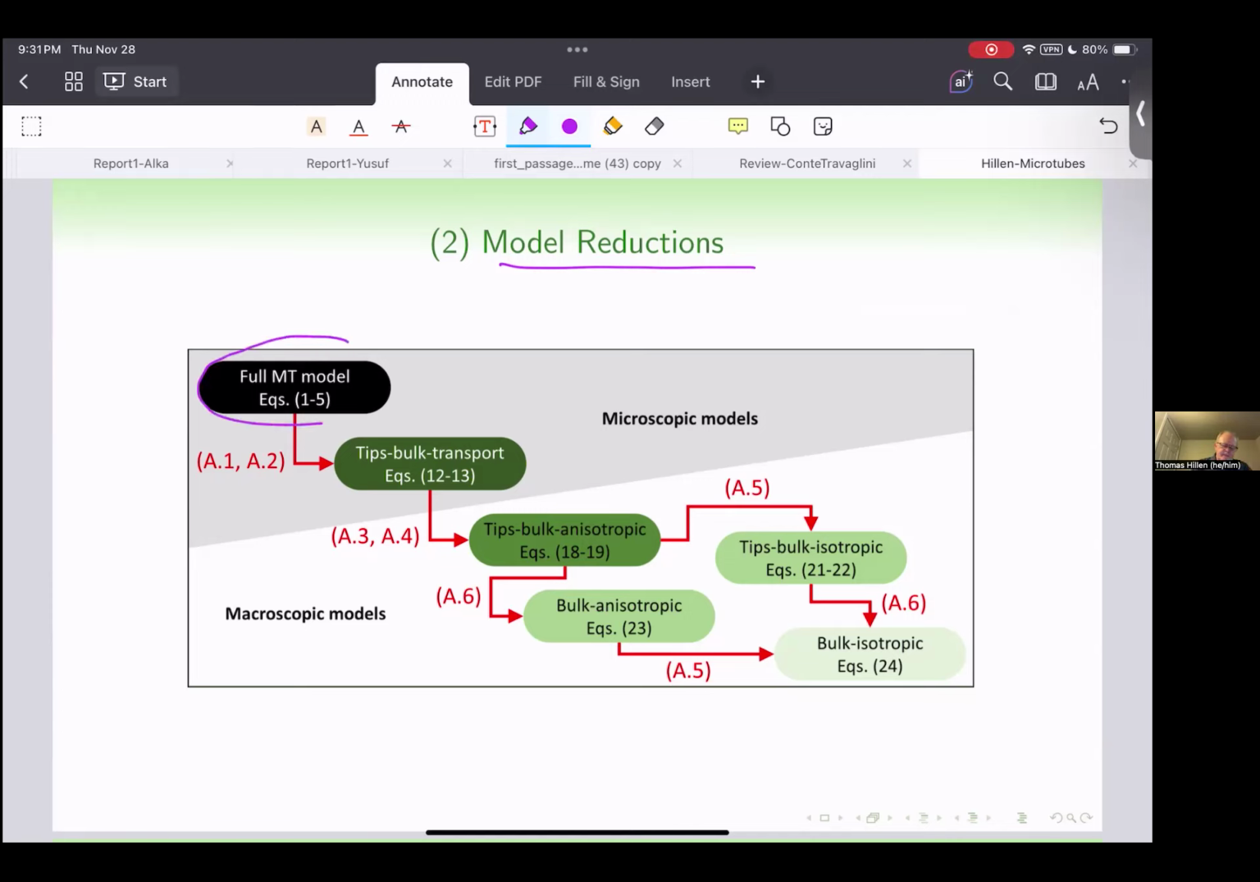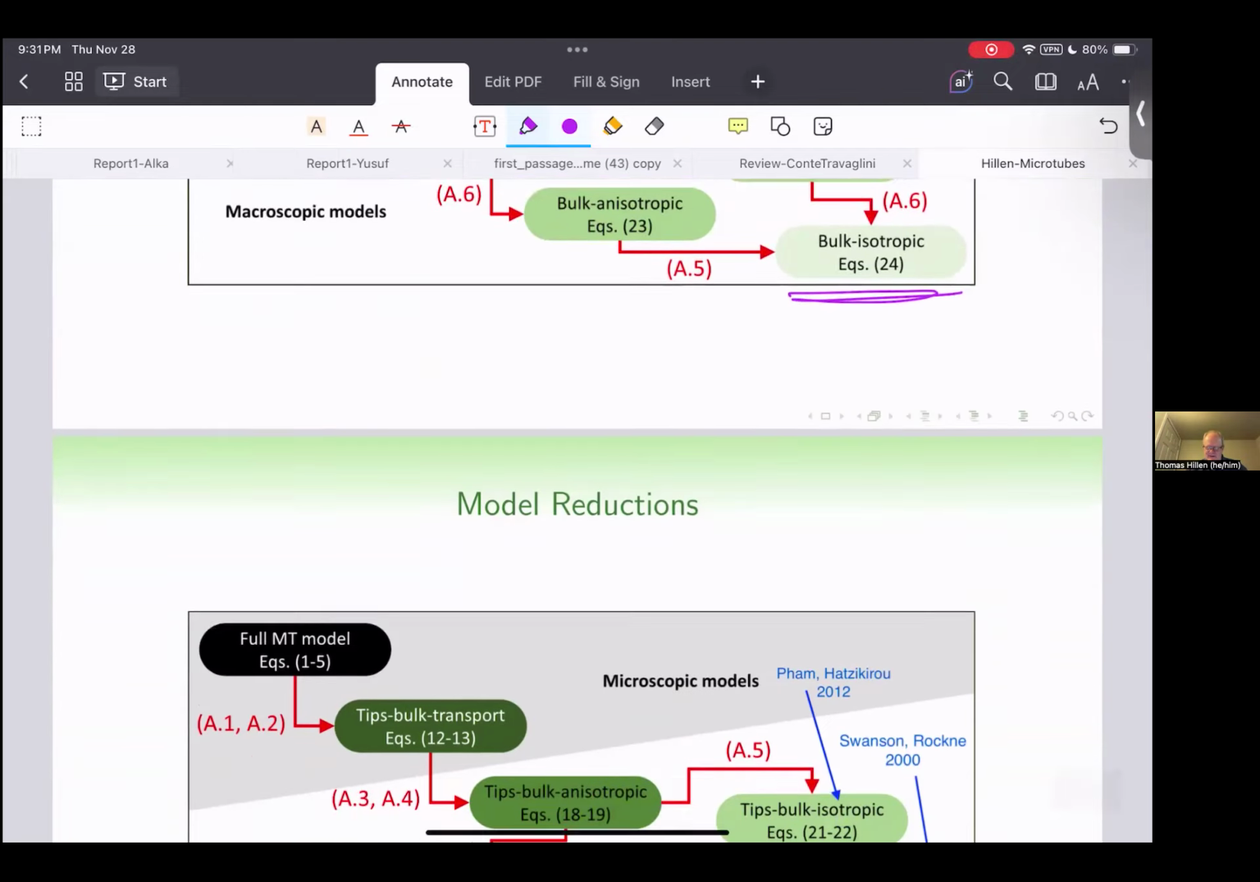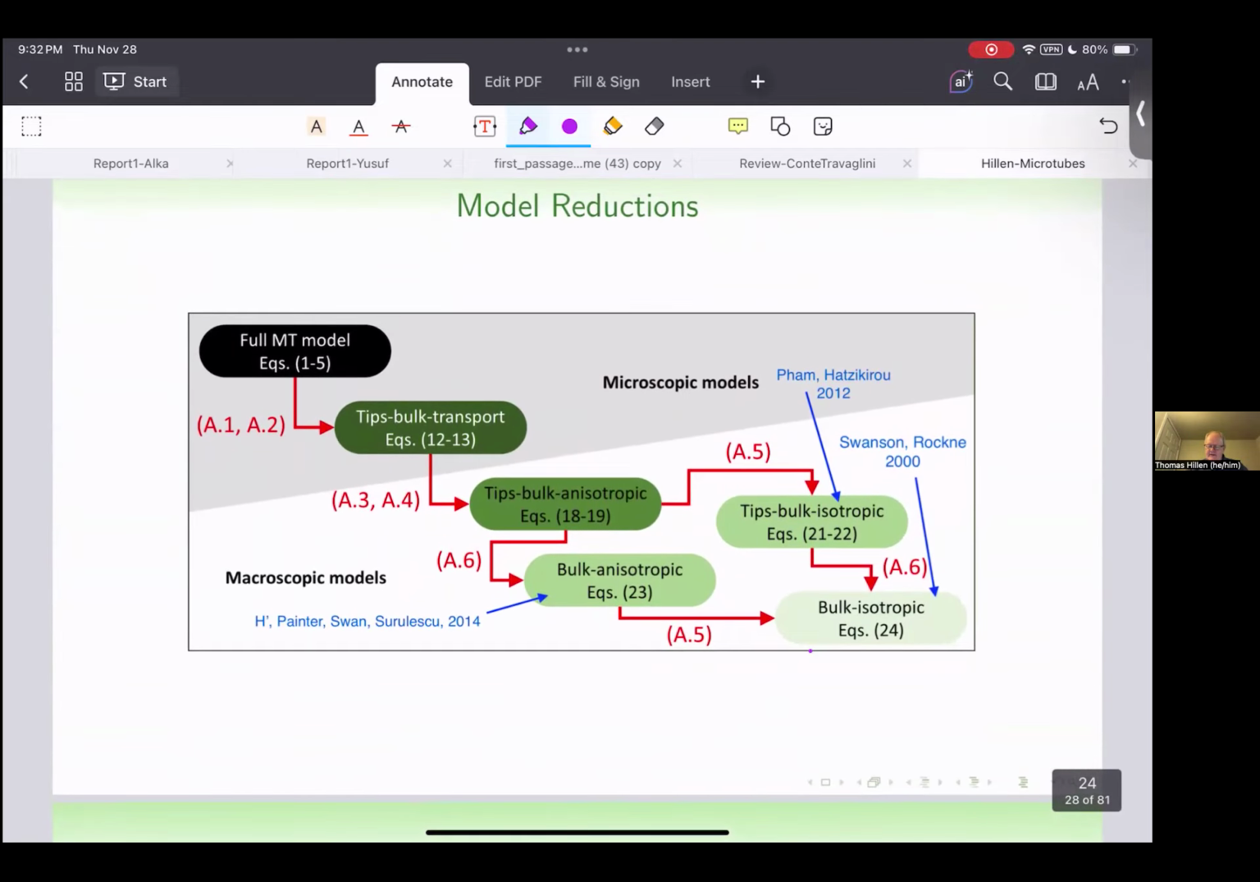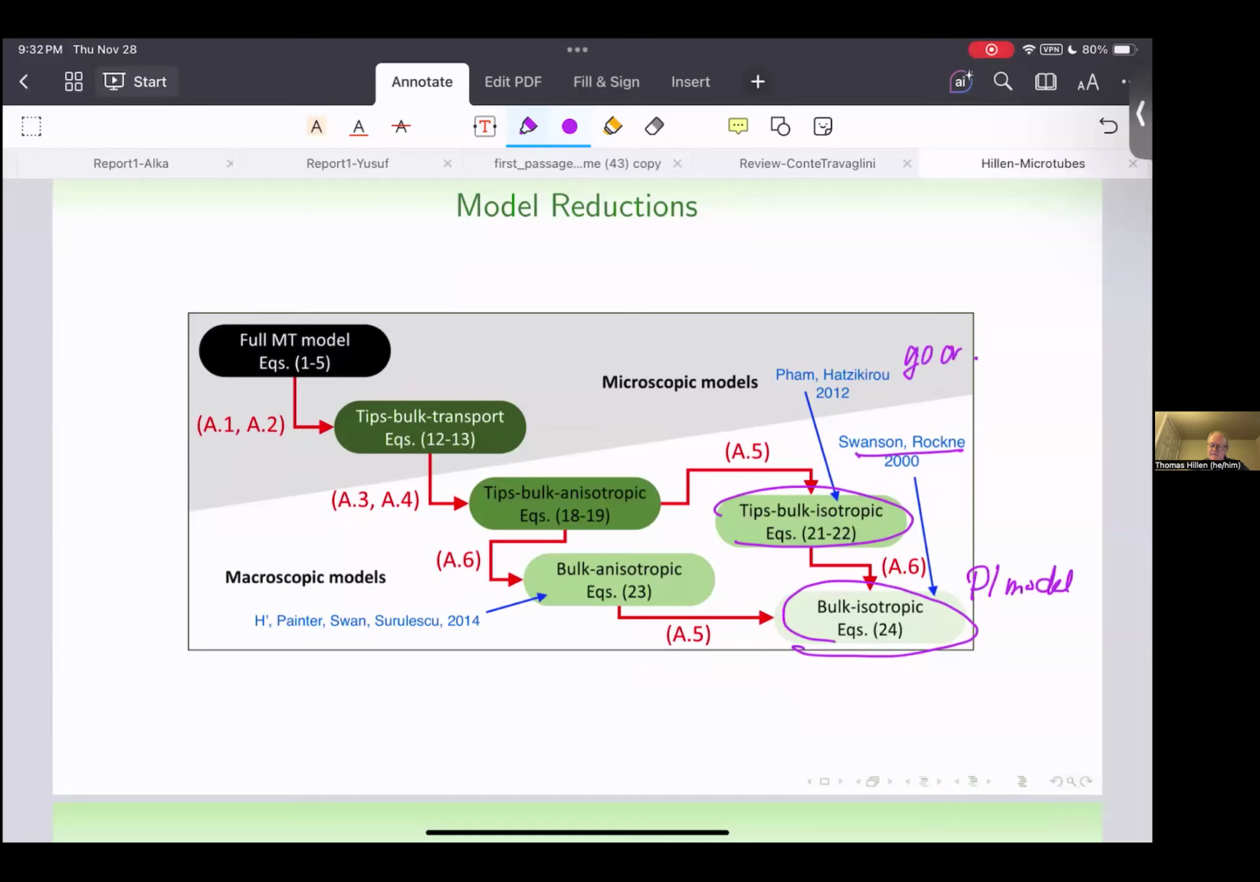So we are here. This is the full model, the black one. And here are a whole bunch of assumptions, A1, A2, A3, A4, until we come to maybe a simpler equation here at the bottom. And this looks completely scary, but there's a good reason to do this, because this model down here is the Swanson model. It's a PI model. Okay, and then this model here is the go or grow model. And this model here, this one is the anisotropic model.